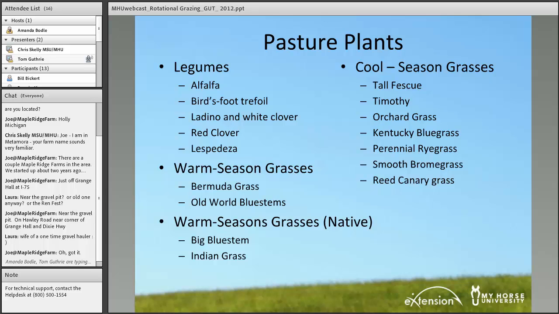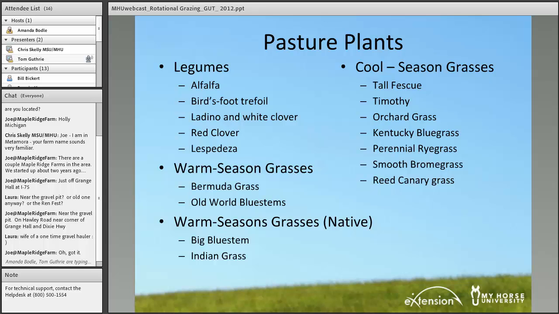Warm season grasses are plants that grow mostly from June through early September, and they are well adapted to hot, dry weather and will stay green in July and August. On the other hand, cool season grasses grow best in the spring and fall when the soil and air temperatures are cooler. So let's compare a few of these forage plants, starting with legumes, in regard to advantages and disadvantages.